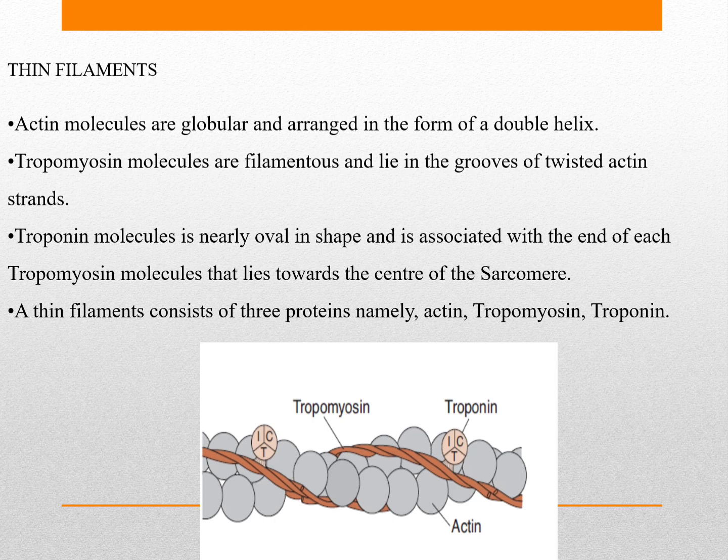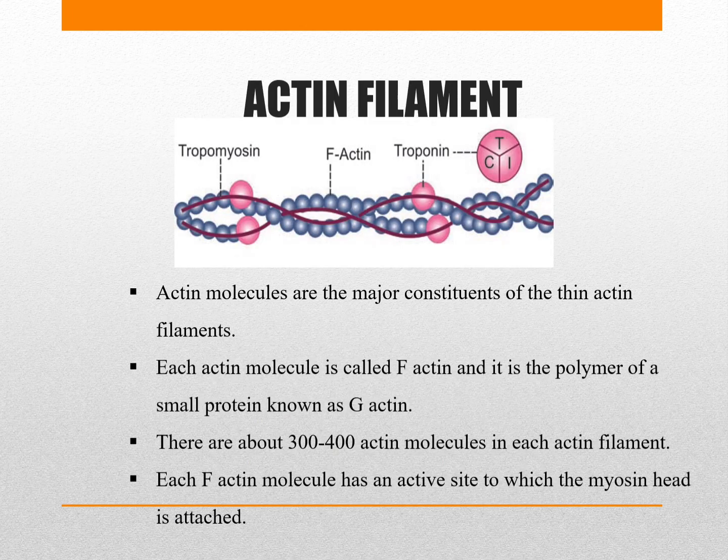It is associated with the end of each tropomyosin molecule that lies towards the center of the sarcomere. So actin filament. Actin molecules are the major constituents of the thin actin filaments. Each actin molecule is called F-actin, and it is the polymer of a small protein known as G-actin. This is F-actin. It is formed from the G-actin.